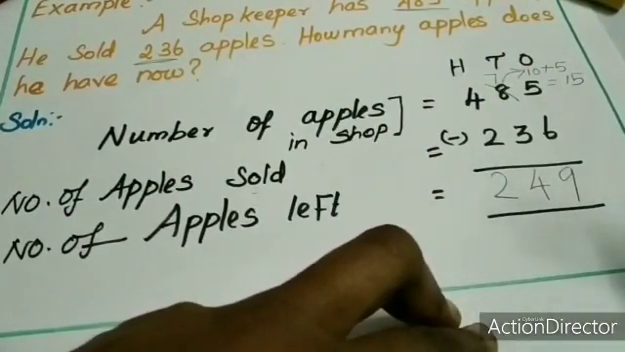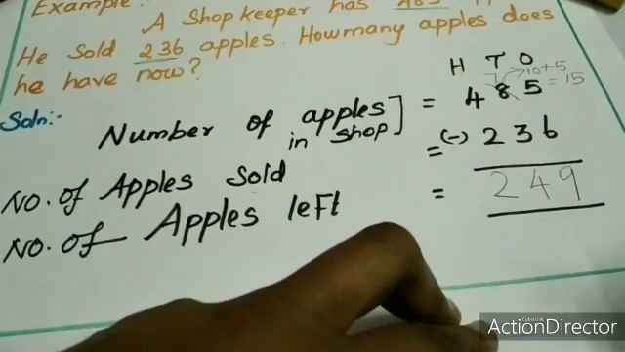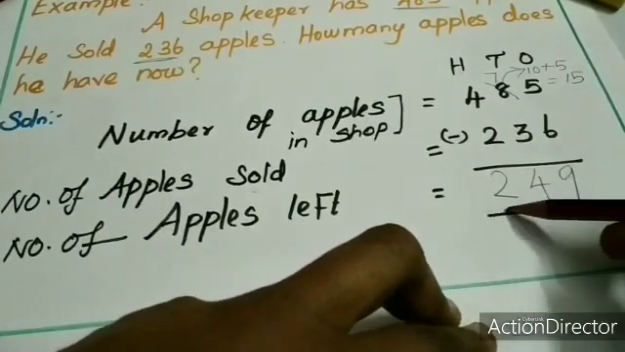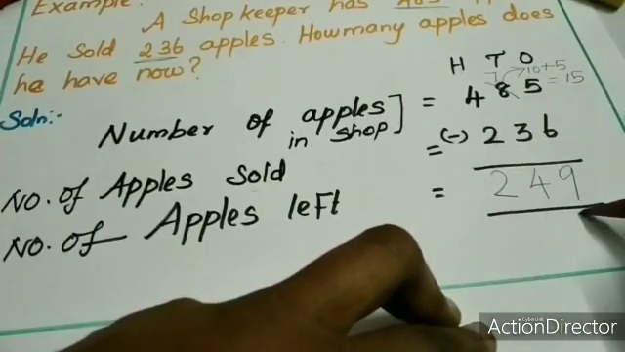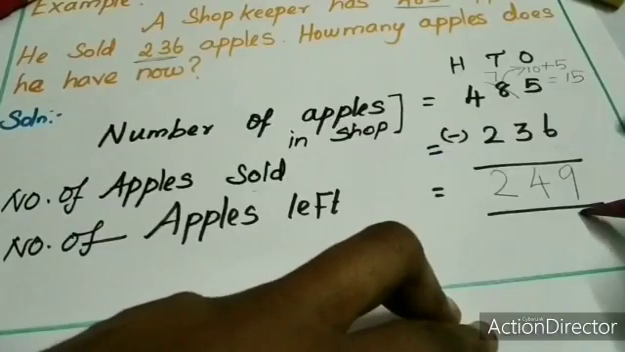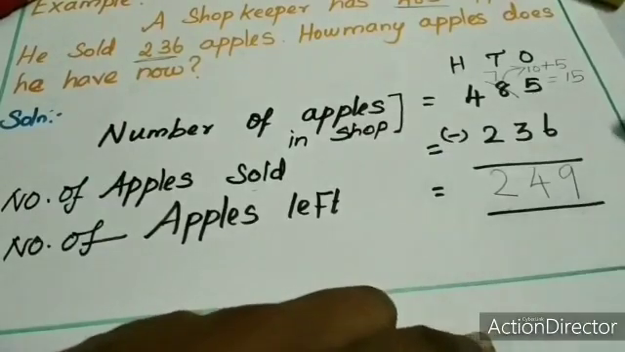How many number of apples in the shop? Tell me children. 249 is the answer. All of you understand children?